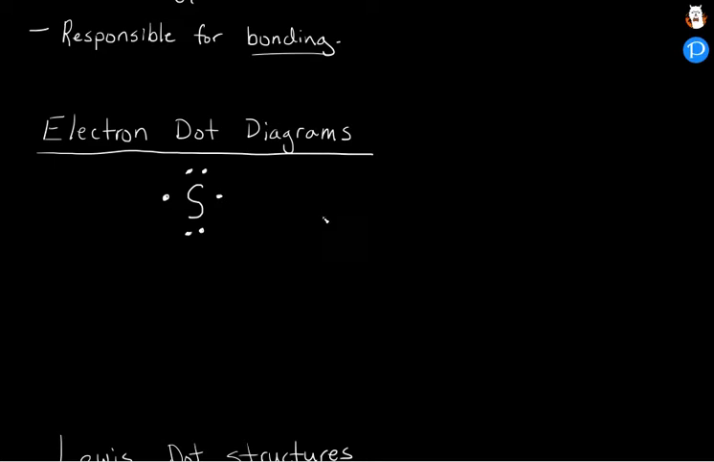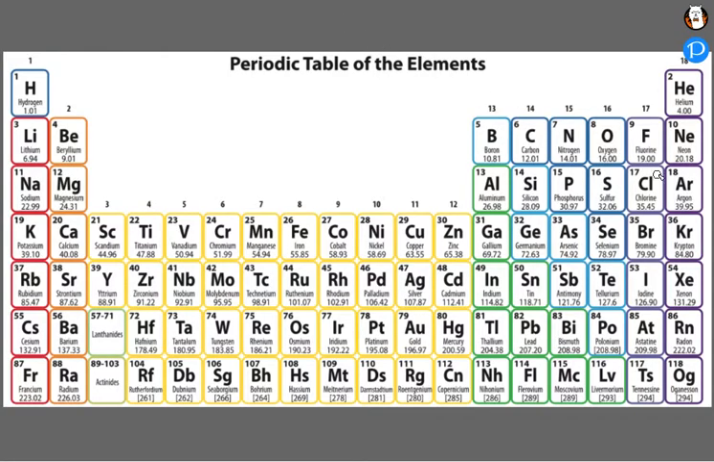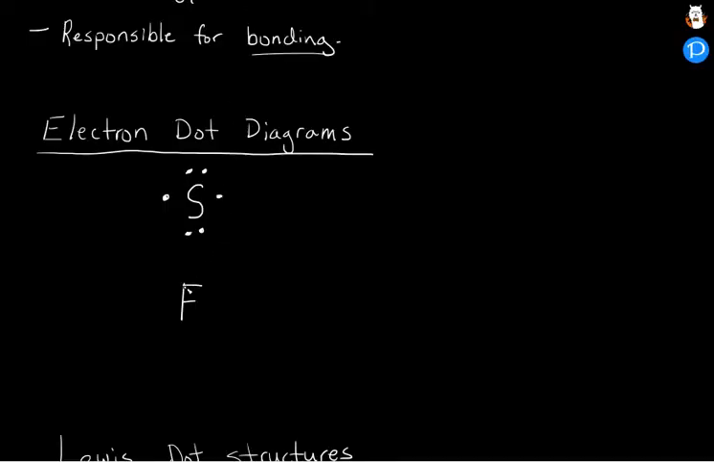So let's say I wanted to do it for fluorine. If I go to the periodic table, we look, it's right here. It has 7 valence electrons. And so for fluorine, I'm going to do the same thing: 1, 2, 3, 4, 5, 6, 7. And there's the electron dot diagram for fluorine with its 7 valence electrons.